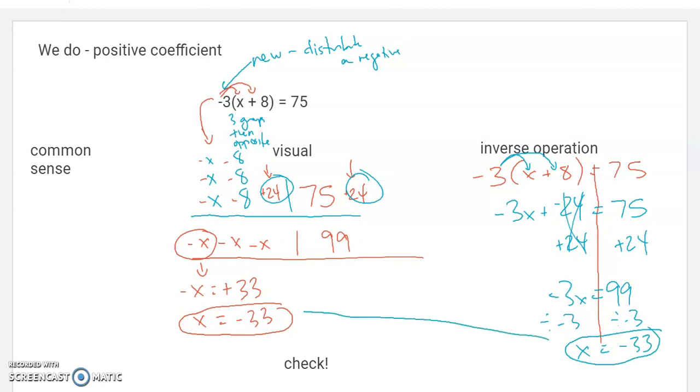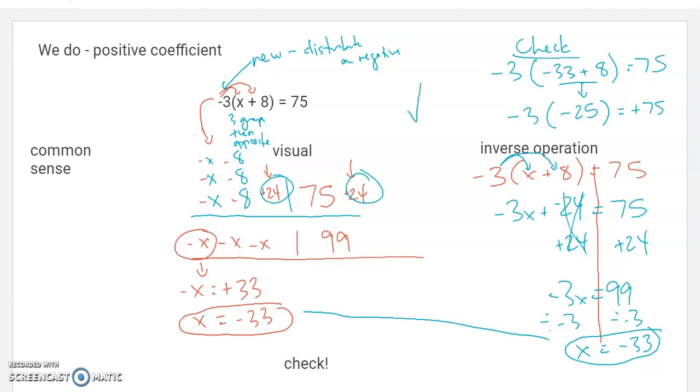Check real quick. If we're right, we should be able to substitute that into the original question. So we should find that negative 3 times negative 33 plus 8 equals 75 if we're right. Negative 33 plus 8 is negative 25. So negative 3 times negative 25 should be positive 75, and it is. We got it. See, that's how you distribute a negative to solve an equation when you need to do that.